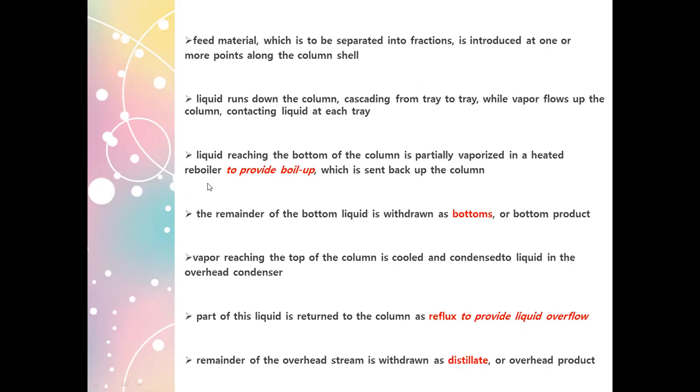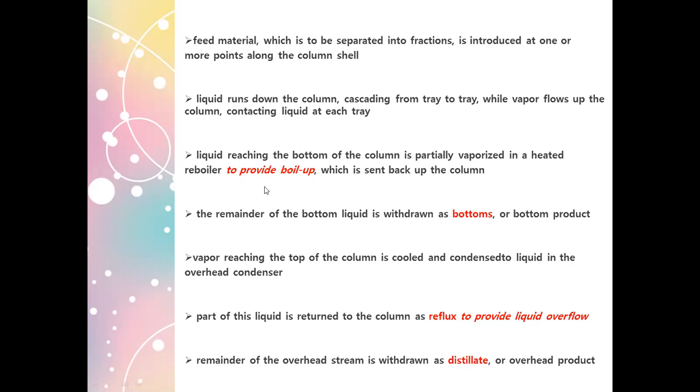So take note, the purpose of the reboiler, it's not part of your still, it's outside of your still, it's an auxiliary equipment, is to provide the vapor. So initially, we don't have the vapor that is flowing countercurrent to the liquid feed that is going down. Now, the remainder of the bottom liquid is withdrawn as what we call the bottoms, simply the bottoms product. Now, the vapor, on the other hand, reaching the top of the column is being cooled and condensed to liquid in the overhead condenser.